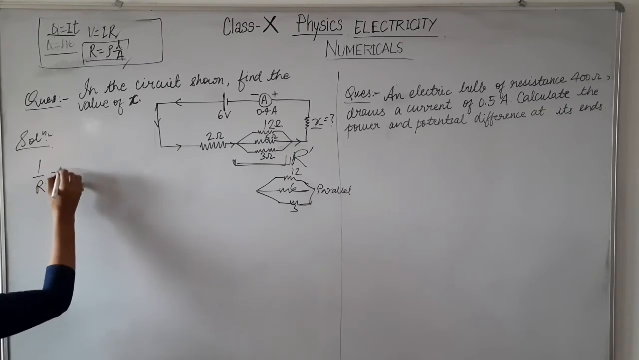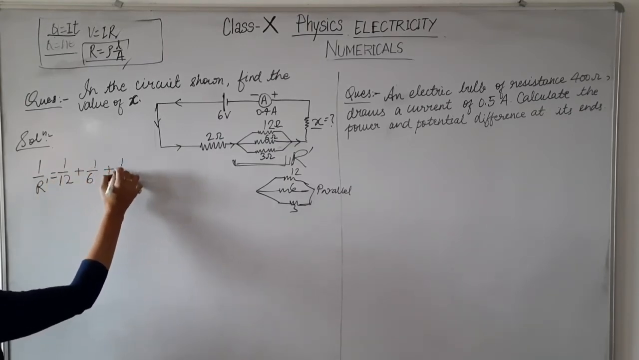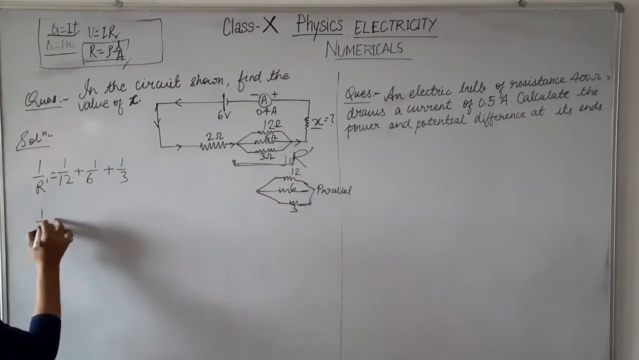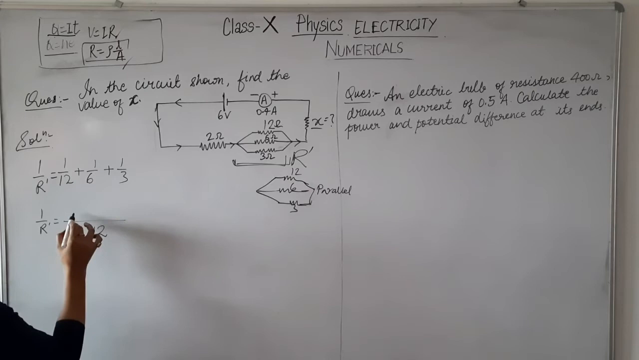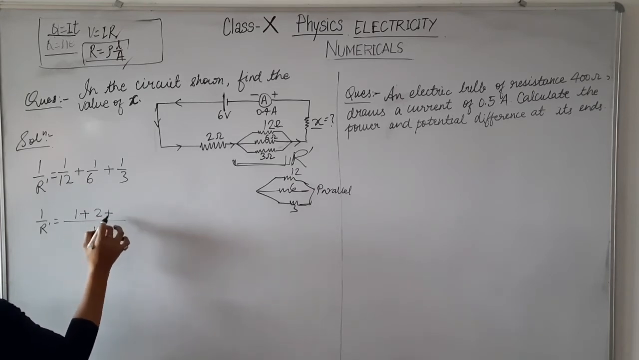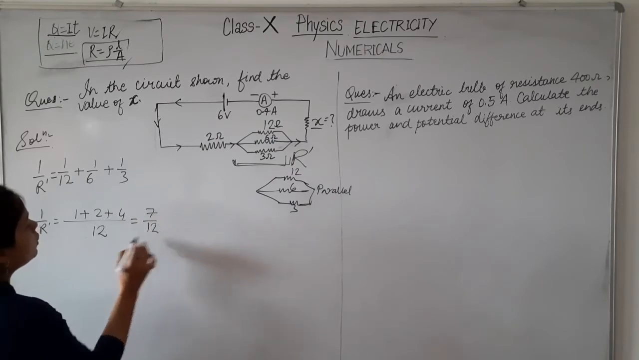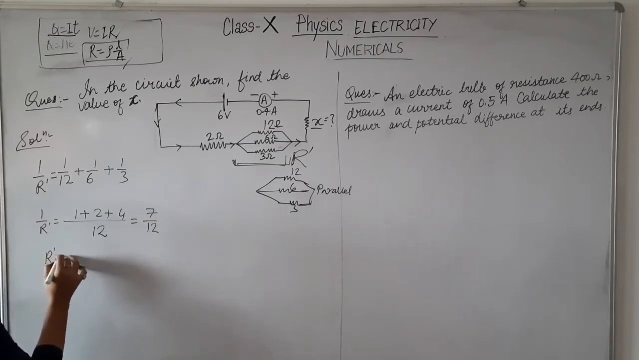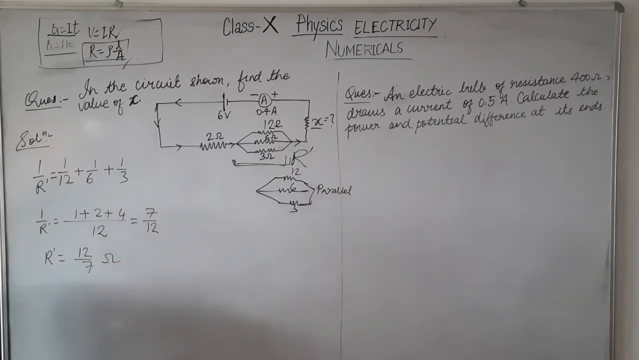1 upon R dash will be equal to 1 upon 12 plus 1 upon 6 plus 1 upon 3. 1 upon R dash will be, over 12, 1 plus 2 plus 4, that is 7 by 12. Or R dash is equal to 12 by 7 ohm.